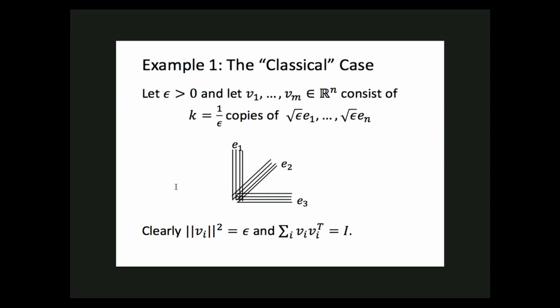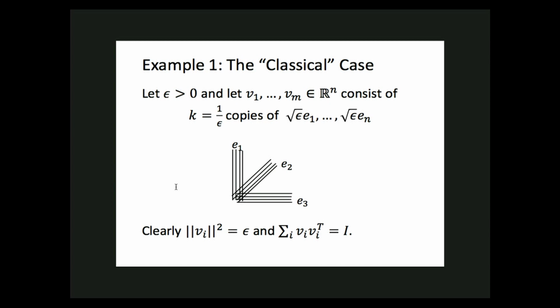So the first example, which I'm going to call classical for no reason other than all the matrices involved here commute, okay, is this. So suppose epsilon is some parameter that's going to be the norm of your vectors. And choose the vectors to be 1 over epsilon copies of each of the standard basis vectors scaled by a square root of epsilon, okay? So just copy each basis vector a bunch of times and shrink it to make the whole thing isotropic. So clearly you can check that the norms are all epsilon and this thing is isotropic. So here's a picture of this.